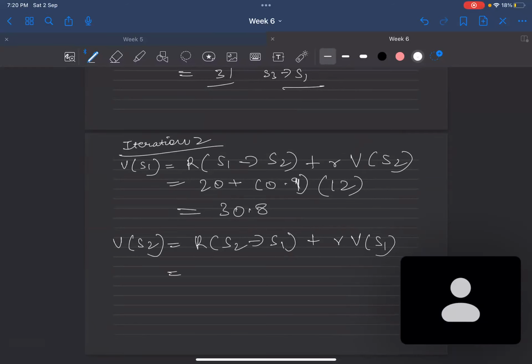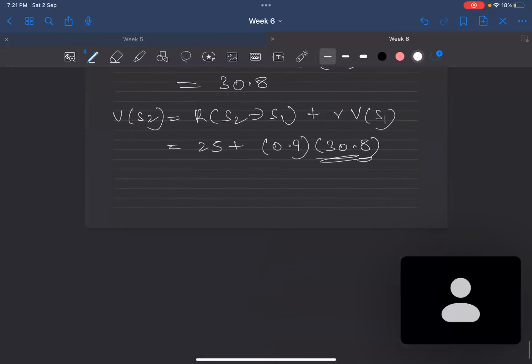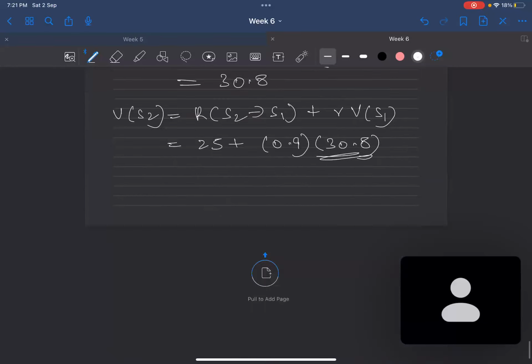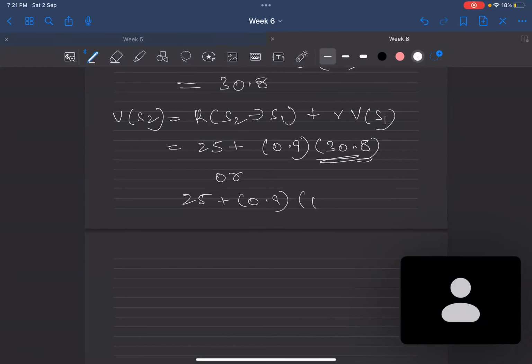Now, what is the reward? 25 plus 0.9 into the latest updated value, 30.8. Everyone is clear, like what is the 30.8? Suppose I take it as 20. The previous value of S1 was 10. Everyone is clear?